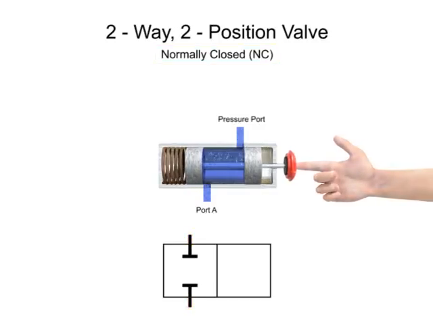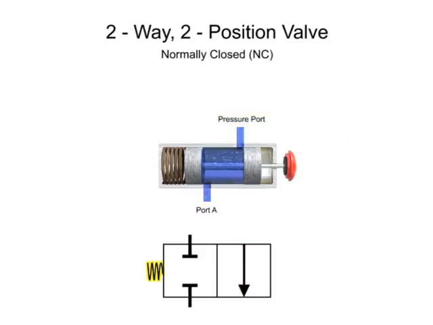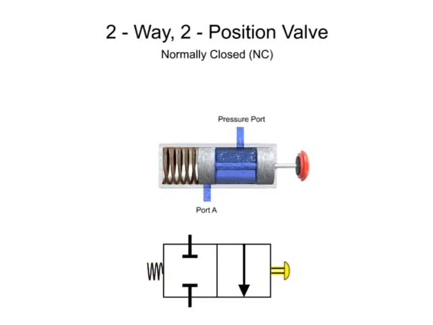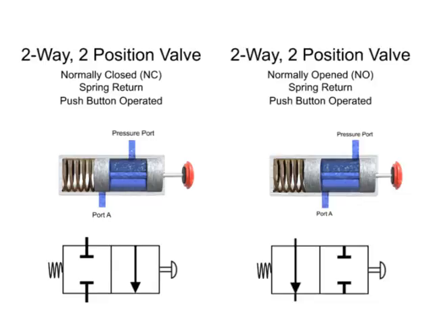When the valve is actuated, fluid is allowed to flow from the pressure port to port A. A spring returns the valve to its normally closed position, and a push button actuates it to the open position. Therefore, this valve is a two-way, two-position, normally closed, spring return, push button operated valve. While it is similar to the previous example, the differences in the normal position make it a distinctly different valve.